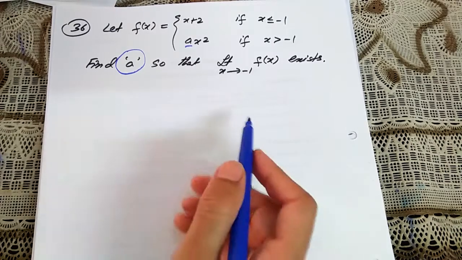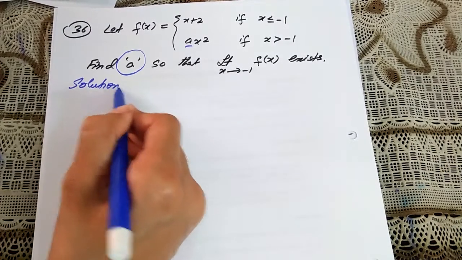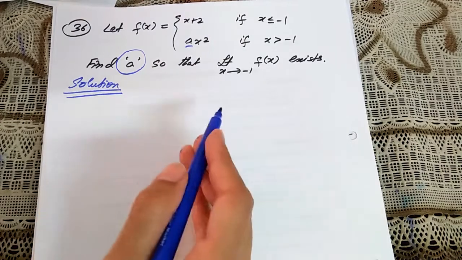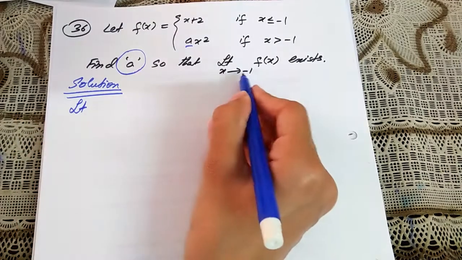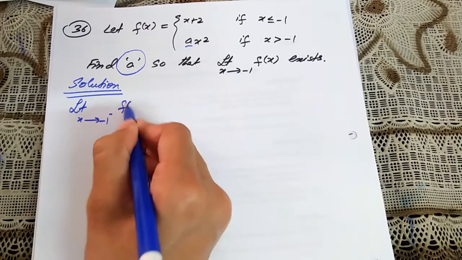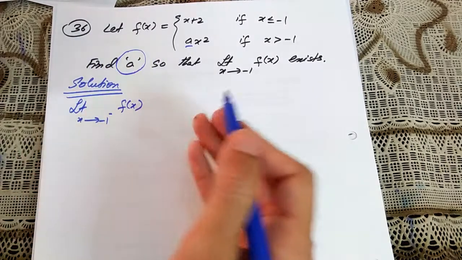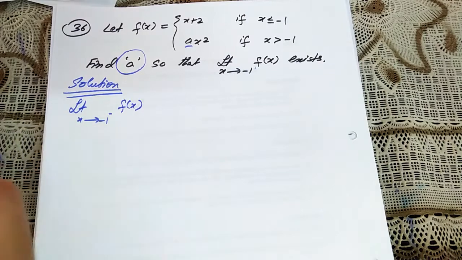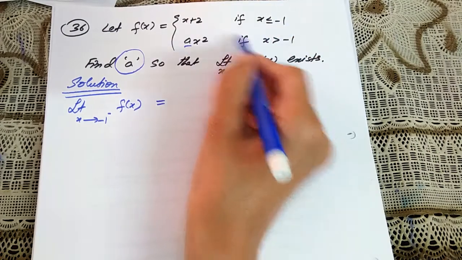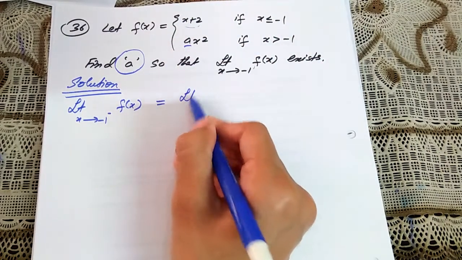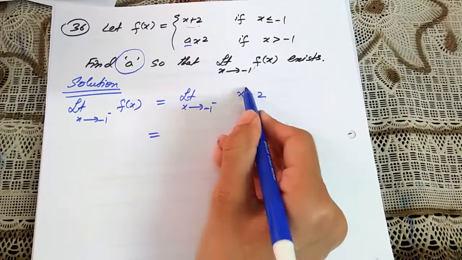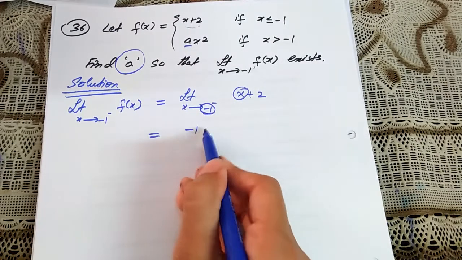If the left hand limit equals the right hand limit, then our limit exists. So in this question, we need to find our left hand limit and our right hand limit, make them equal and find the value of a. The left hand limit, as x approaches -1 from the left side, means approaching the values less than -1. So we take the function x plus 2. This will be the limit as x approaches -1 minus of x plus 2. Replace x with this minus. We get -1 plus 2.